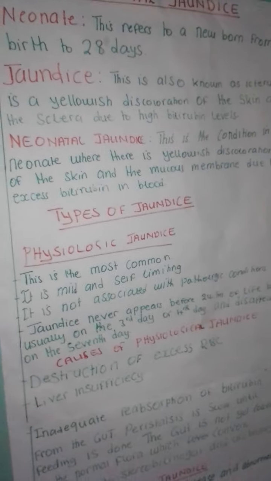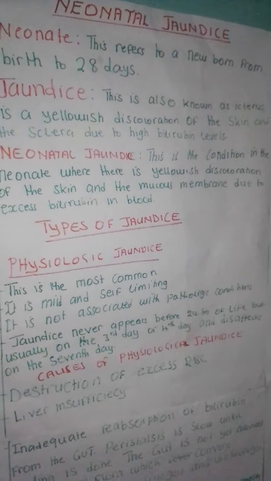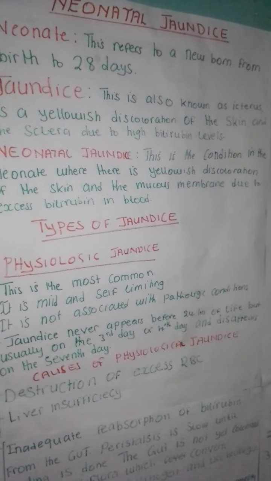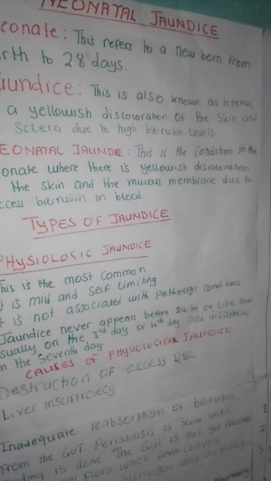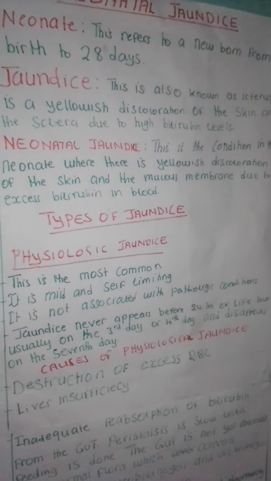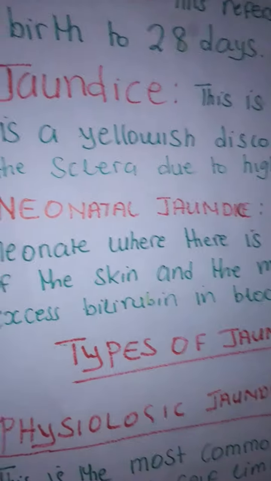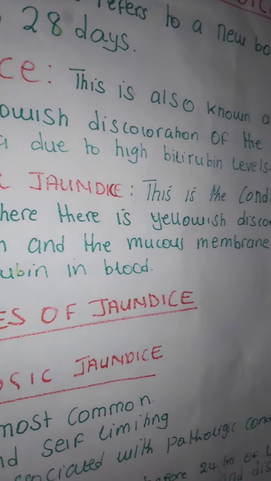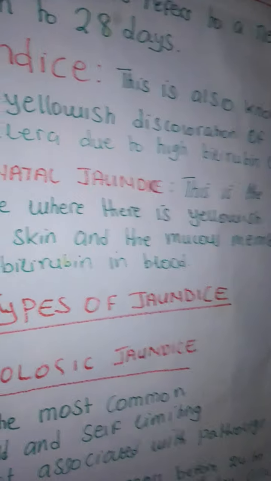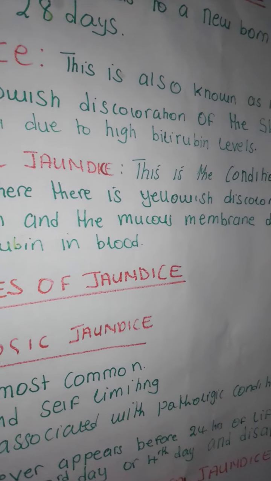Neonatal jaundice. We'll start by defining who a neonate is. A neonate refers to a newborn baby from birth up to 28 days. Then we have jaundice, also known as icterus. It's a yellowish discoloration of the skin and the sclera due to high bilirubin levels.